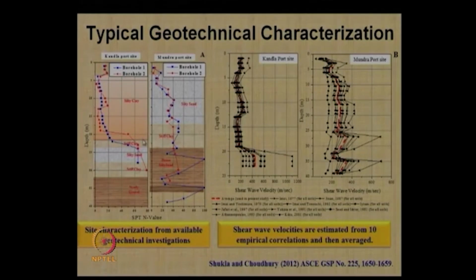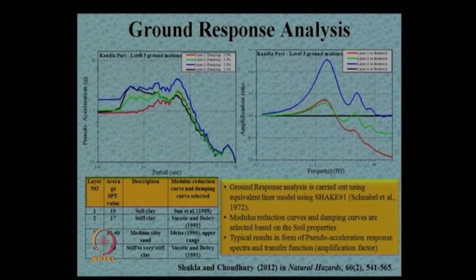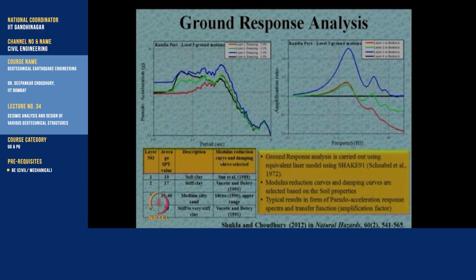Then we collected the geotechnical borehole data for each of these port sites at different borehole locations, and typical data is given, from which we estimated the shear wave velocity profile in each of these boreholes. Then for a typical synthetic time history for Kandla port at different seismic levels of ground motions with different return periods, we got the spectral acceleration versus time, and the ground response analysis was carried out to obtain the pseudo acceleration versus period, considering different modulus reduction curves and damping curves as proposed by various researchers for different types of soil using SHAKE software.